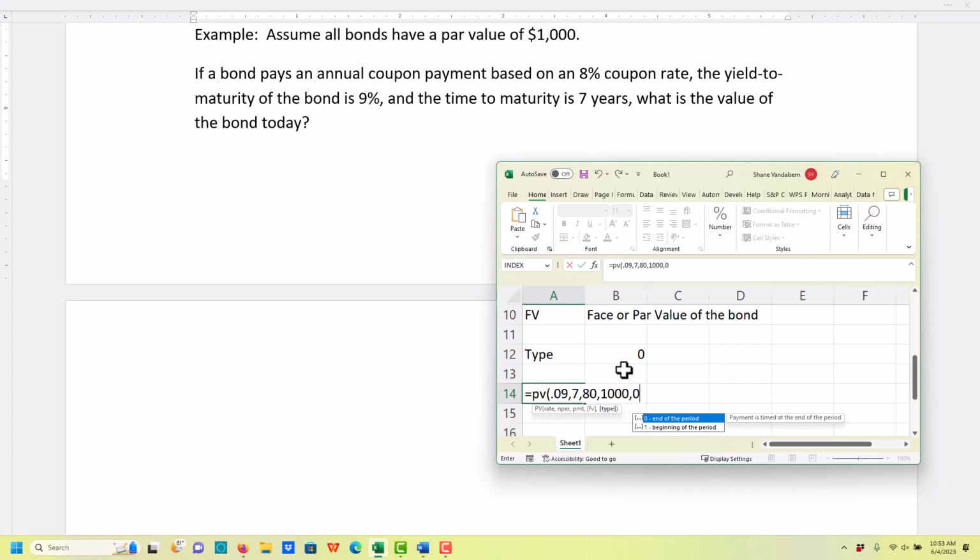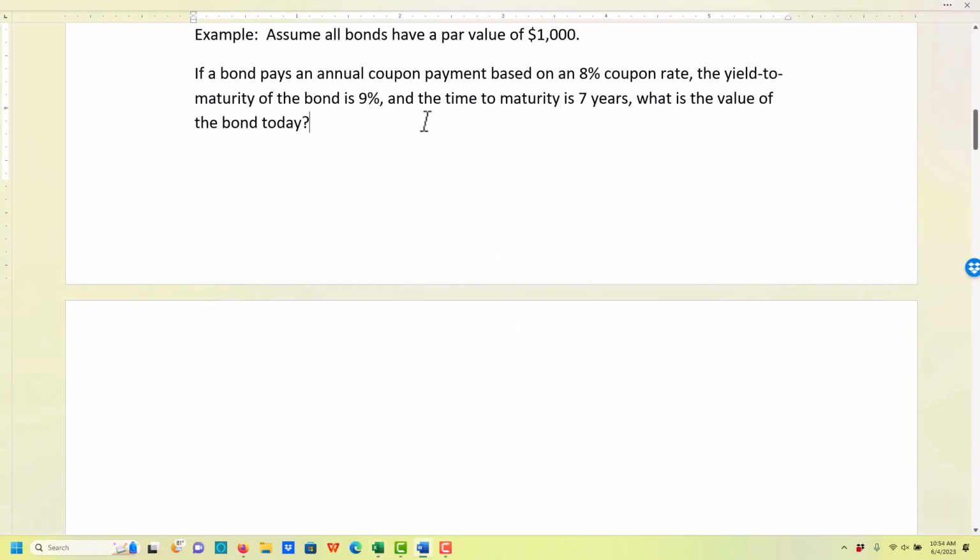And again, if you want, you can just leave off the 0 and just put the parentheses after 1,000 to get the answer as well. So it's a negative number here because this would be an investment. You're going to take this money out of your pocket and buy the bond. So it's $949.67 is the answer here. So the value of that bond today is $949.67. Okay.